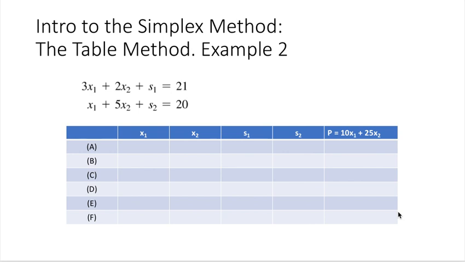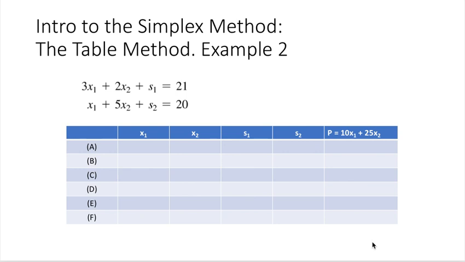And then the next step is to create our table. So we know that we're going to have 6 rows in our table. We have 4 columns for each of the variables, x1 all the way to s2. And then we have the column for the objective function. So first we're going to fill in these first 4 columns. I've put these letters A through F on the left just so that we can talk about the different rows. So remember, this table is going to be our table of basic solutions.